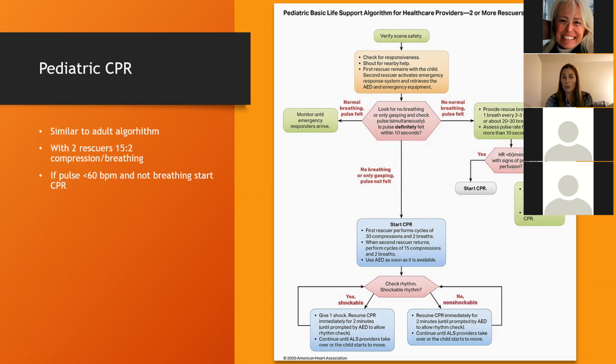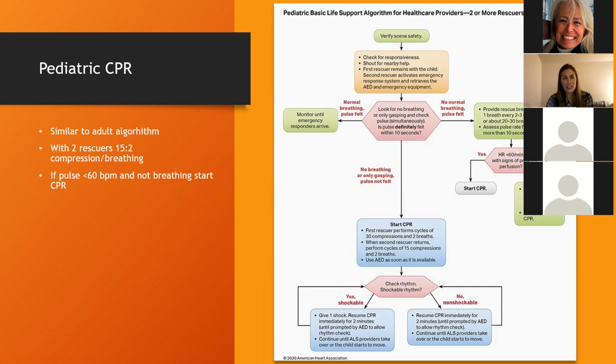Or if you're feeling a pulse that's less than 60 with poor signs of perfusion, you then move into CPR as well. For CPR, if it's just you, you start with 30 compressions to 2 breaths. As soon as you have a second rescuer there, then you're moving to 15 compressions to 2 breaths.